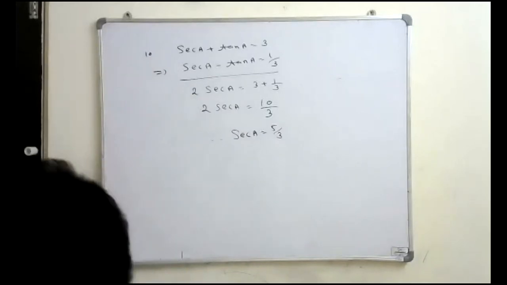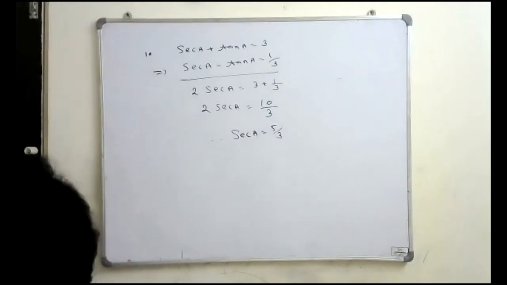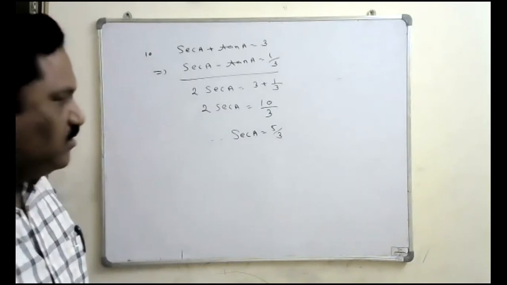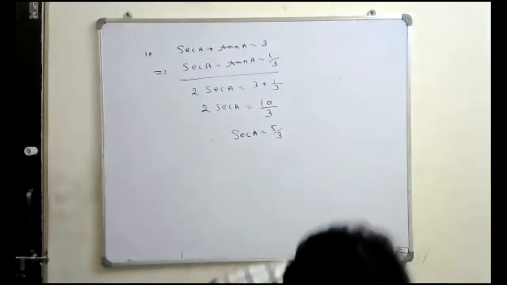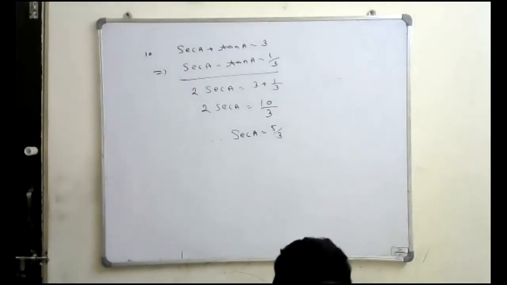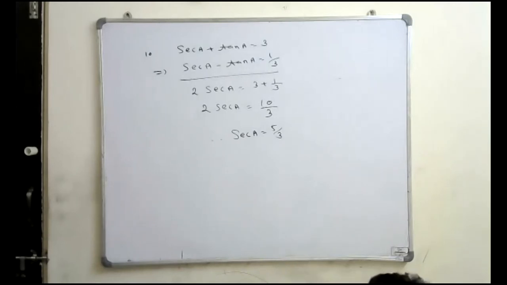Sir, if we square the first equation and then convert tan into sec, then also the answer comes. But it becomes lengthy, no? Yes. Can we convert sec and tan into the form of cos and sine? No, that also becomes lengthy.